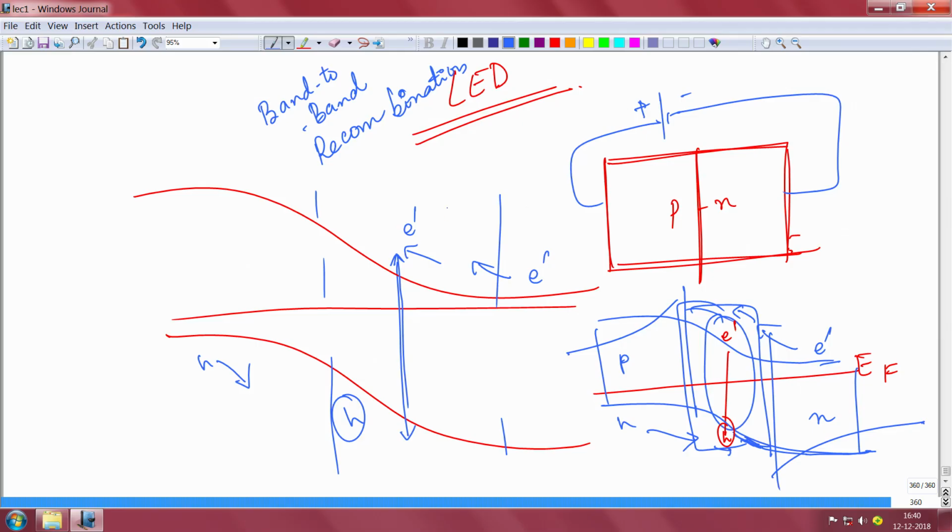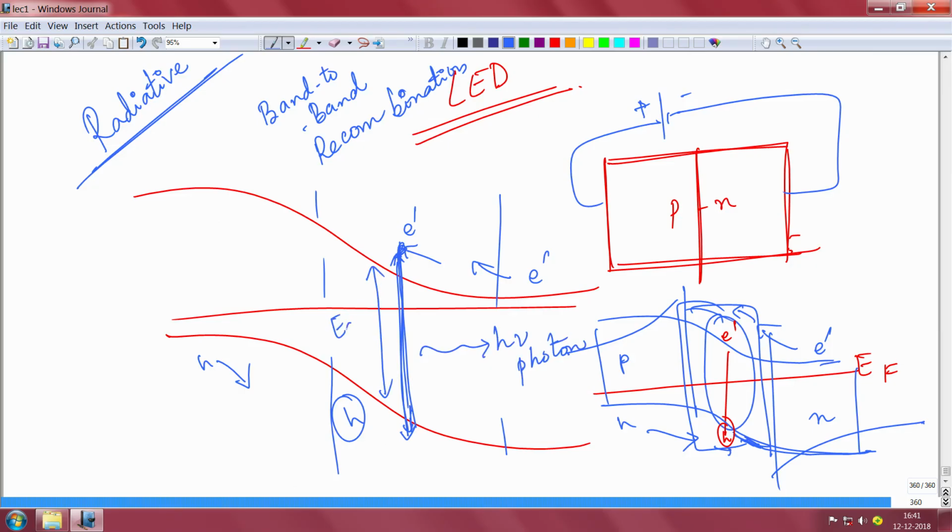If they recombine radiatively, this is a very important term. What do I mean by radiative recombination? I mean that the energy that is lost when an electron and hole recombine, an electron will fall back from here to there, and recombine with a hole. That energy that is lost band to band, if it is radiative, means that the energy lost is given away as a photon. That photon's energy will correspond to the energy of the band edge or the band gap here, right. Then you get light emission, or LED.